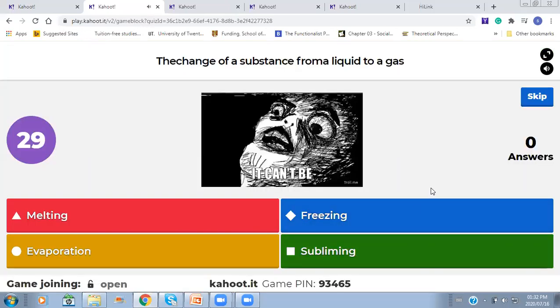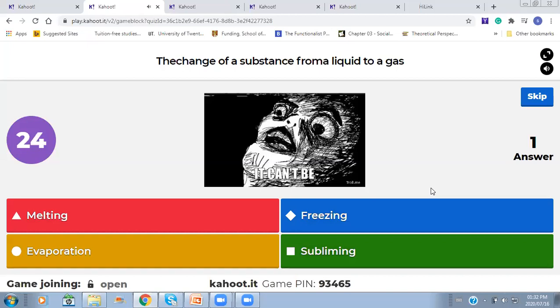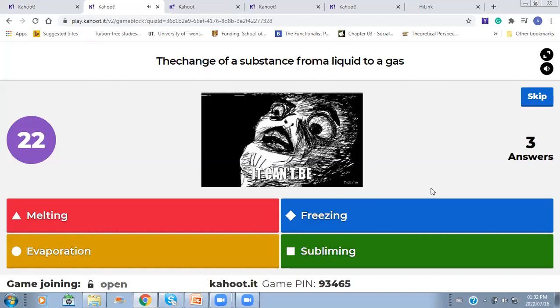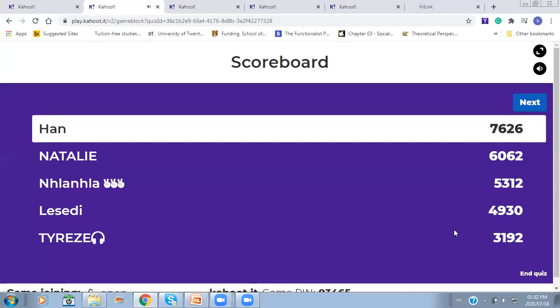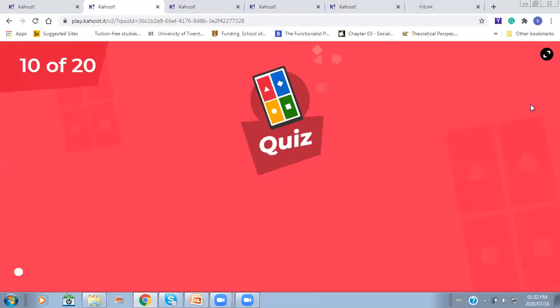The change of a substance from a liquid to a gas, what is that? Okay, perfect. It's evaporation. Three people have done that. First is Han, followed by the rest. Let's go to the next.